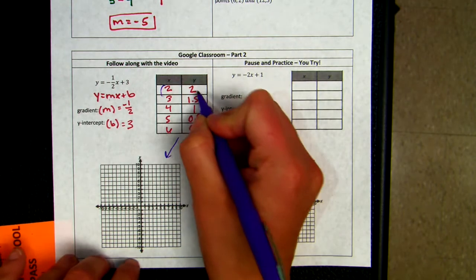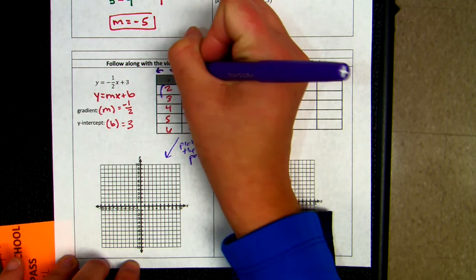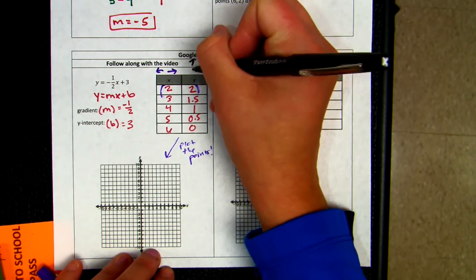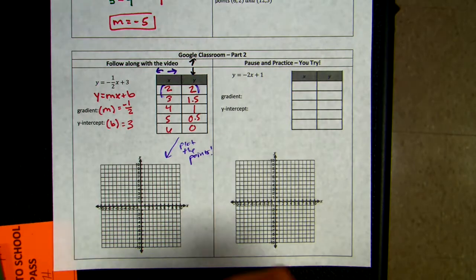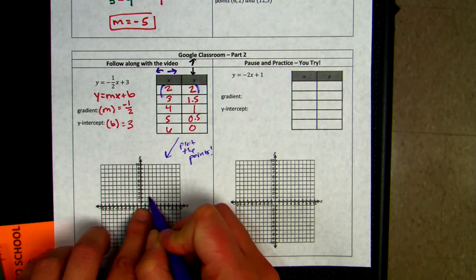So I've got the point here, 2, 2. Remember that x is our left and right values. Y is our up and down values. So 2, 2, I'm going to go 2 units to the right and 2 units up.